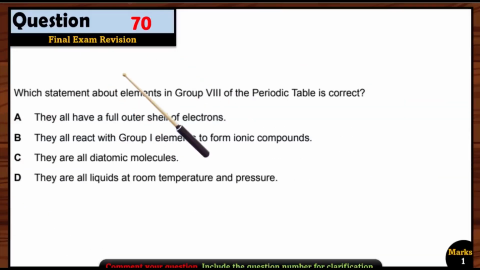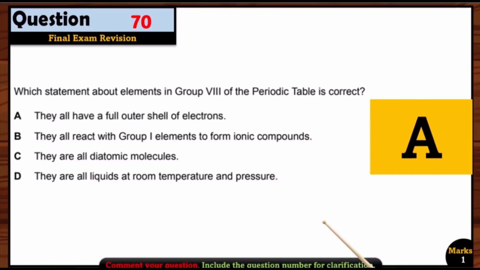Question 70. Which statement about elements in group 8 of the periodic table is correct? They all have a full outer shell of electrons. Yes, that's right. So option A is correct. We don't have to look at the other options.